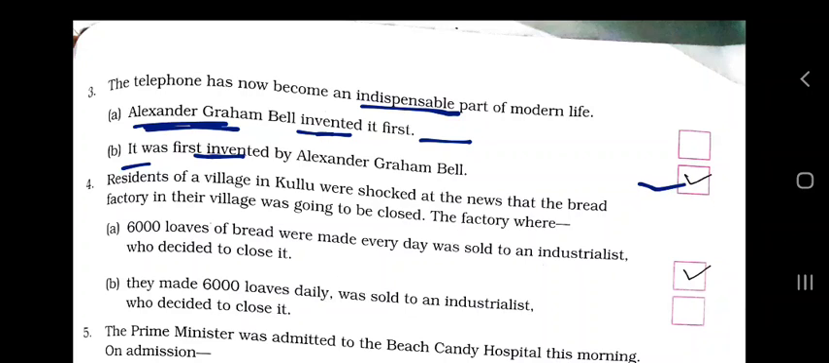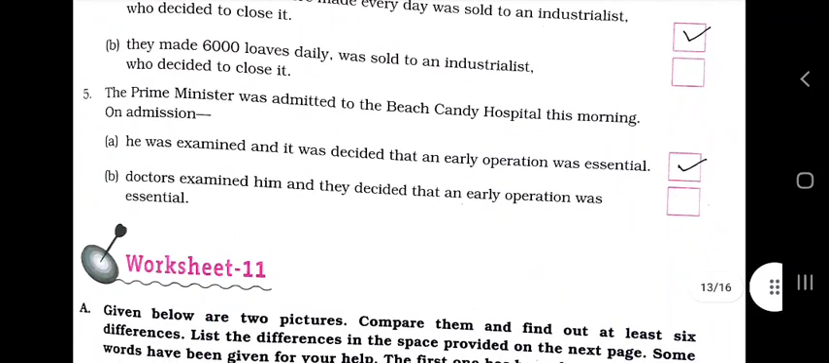Residents of the village of Kulu were shocked at the news that the bread factory in the village was going to be closed. The factory where 6,000 loaves of bread were made every day was sold to an industrialist who decided to close it. तो यहाँ पर देखो, 6,000 loaves of bread were made every day. They made 6,000. यहाँ पर क्या हो जाएगा? Active. ये active voice हुआ and this is passive voice. By now you have a bit of understanding regarding passive voice.